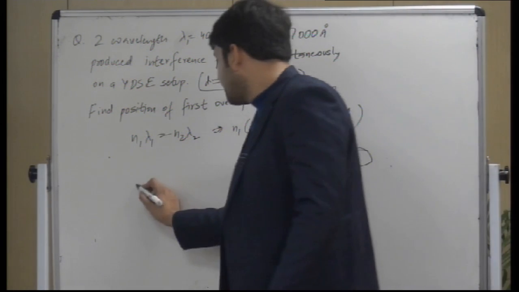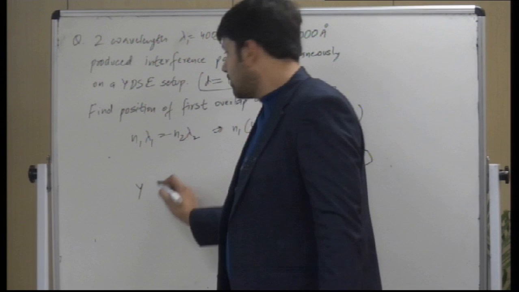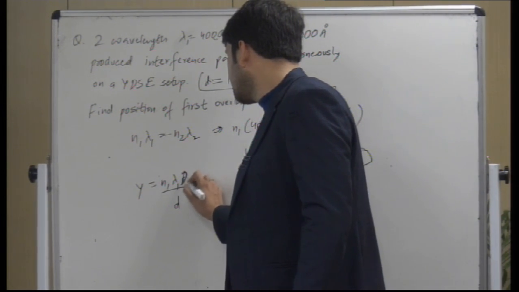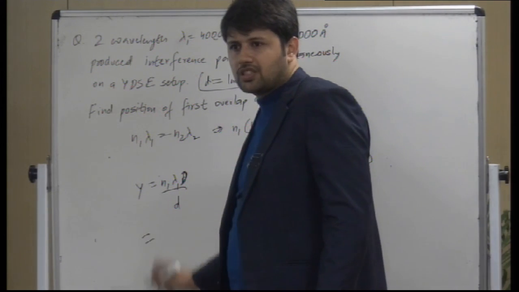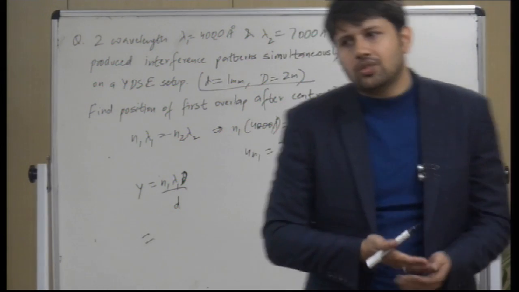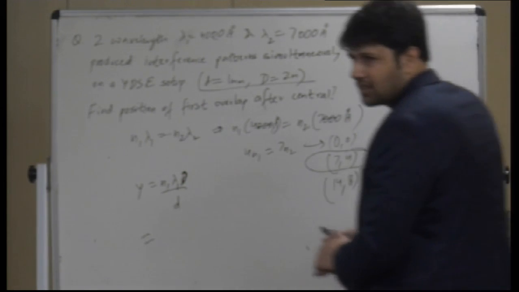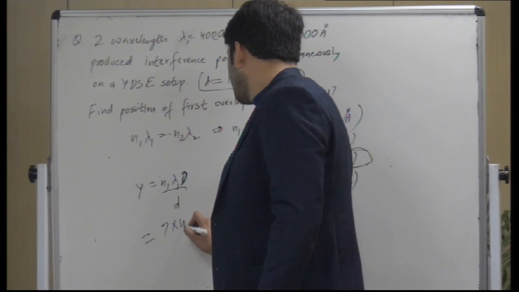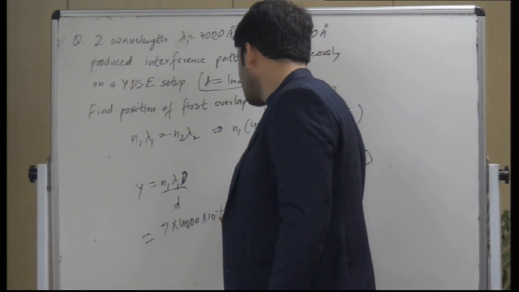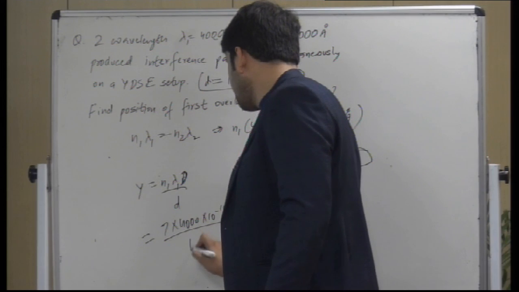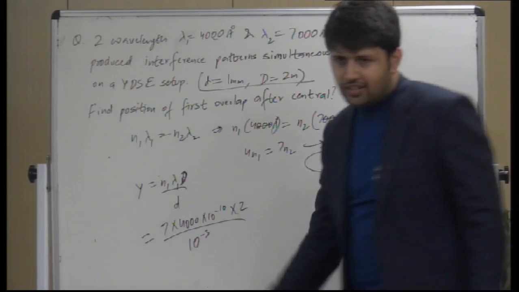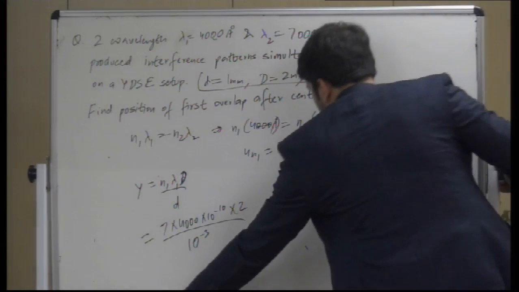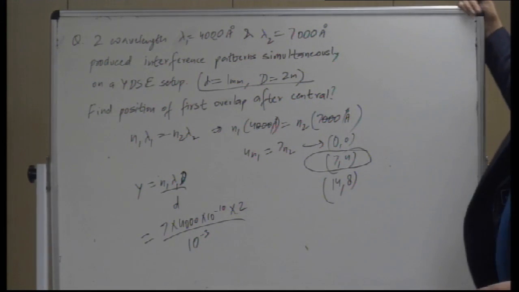To find y, the position, you need to do what? n1 lambda 1 capital D by small d, right? Okay, this is the position. You can obviously take y2, n2 lambda 2 capital D by small d. So this is 7 into 4000 into 10 raised to the power minus 10 into 2 upon 1 mm, which is 10 raised to the power minus 3. I won't be solving it, don't worry. You can solve it on your own. I'll just be erasing it and moving over to the next topic.